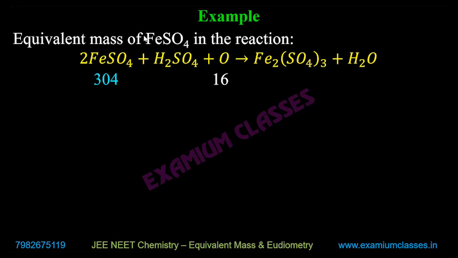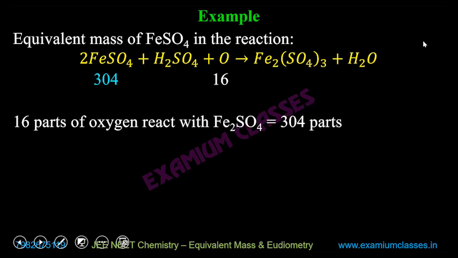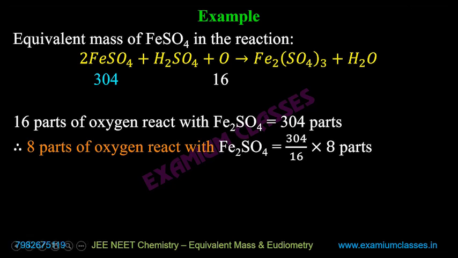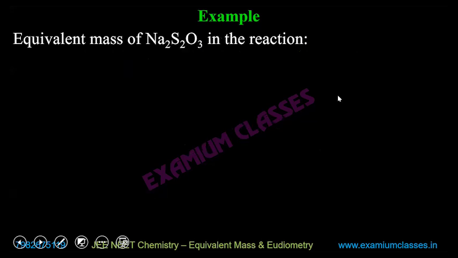So here FeSO4 combines with 1 part oxygen, whose mass is 16 parts. So we'll just divide 304 by 2. So we'll get how much FeSO4 will combine with 8 parts by mass of oxygen. Very good. So we will calculate how many parts by mass of FeSO4 will combine with 8 parts by mass of oxygen. Good answer. Correct answer. So you will get 152 as the equivalent mass.